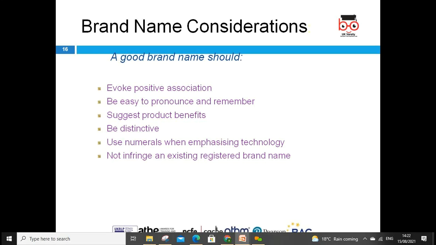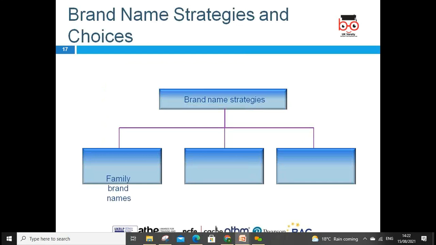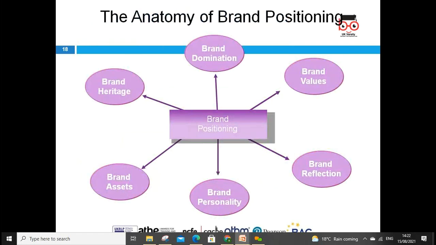Okay, a good brand name should have positive associations, be easy to pronounce and remember, suggest product benefit, be distinctive, use numerals when emphasizing technology, and not infringe an existing registered brand. So brand strategies: we can use family brand names, individual brand names, and a combination of brand names. We can look at brand positioning, brand domination, brand value, brand reflection, brand personality, brand asset, and brand heritage.